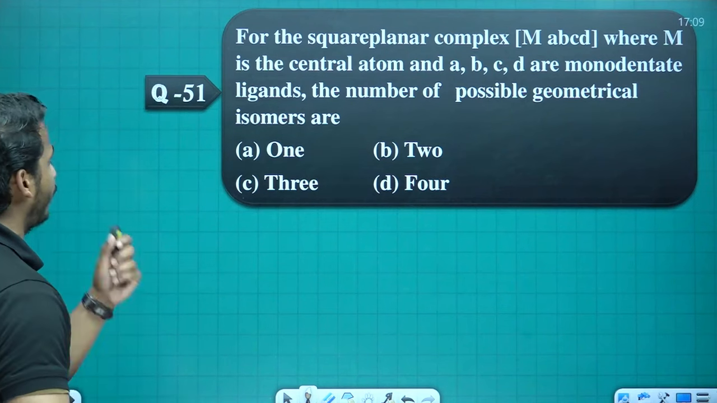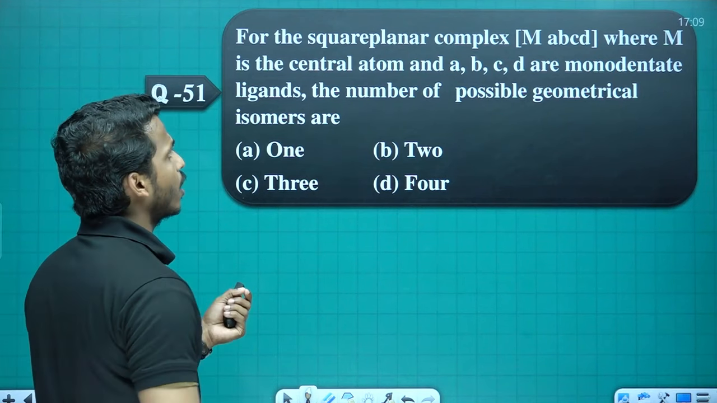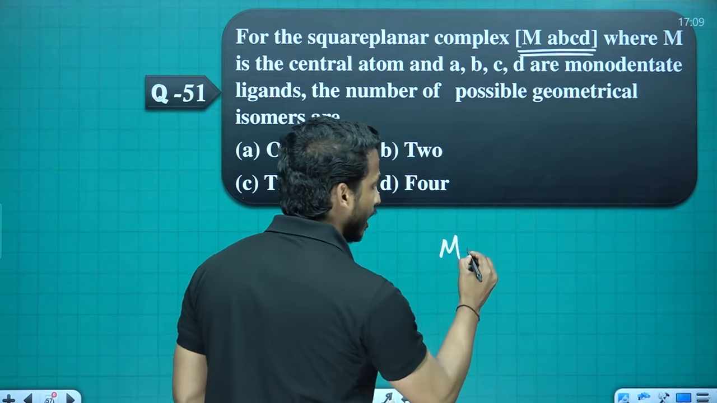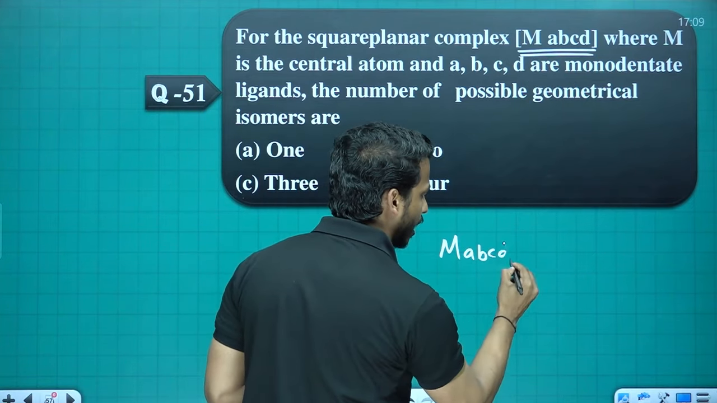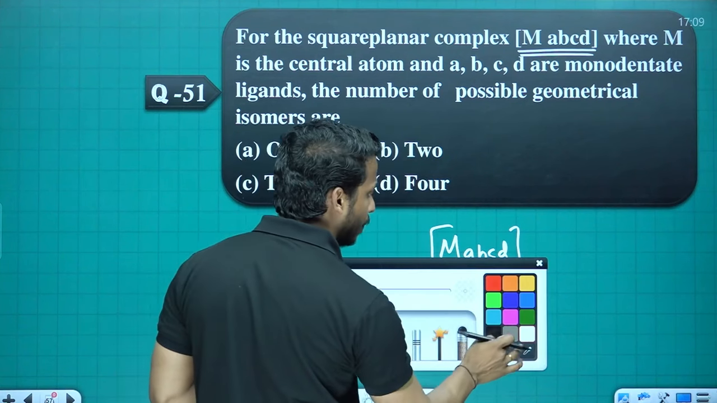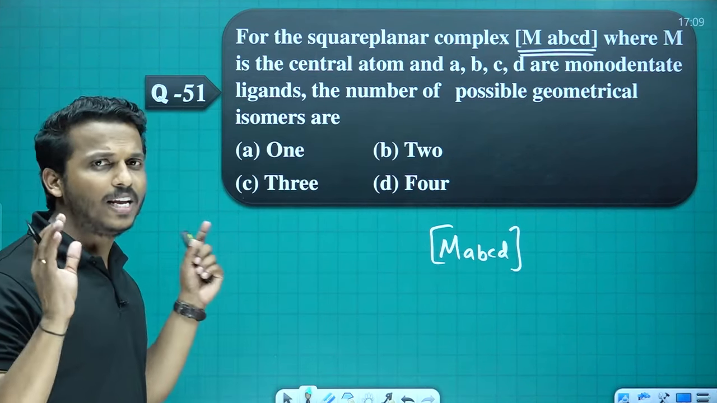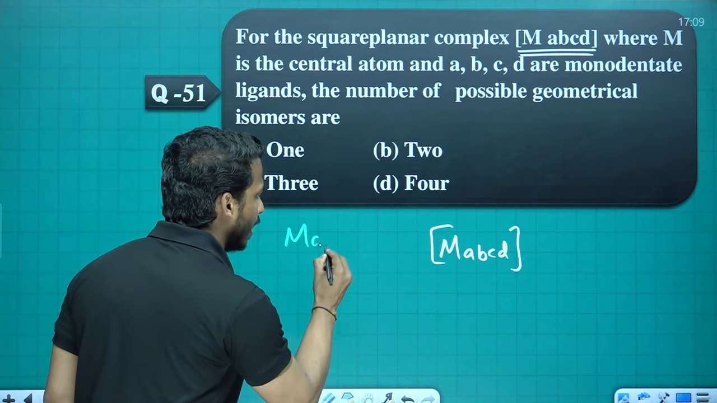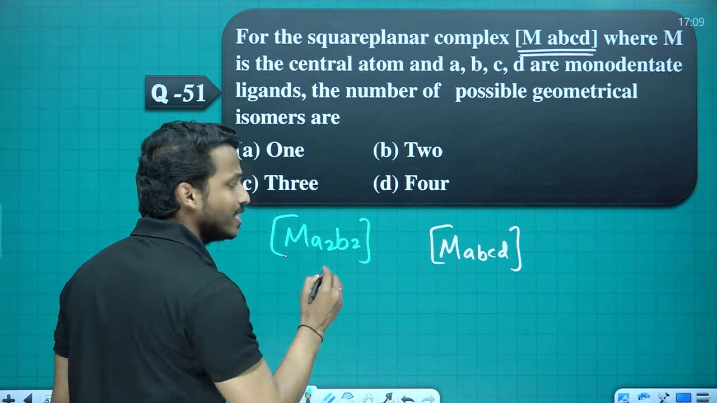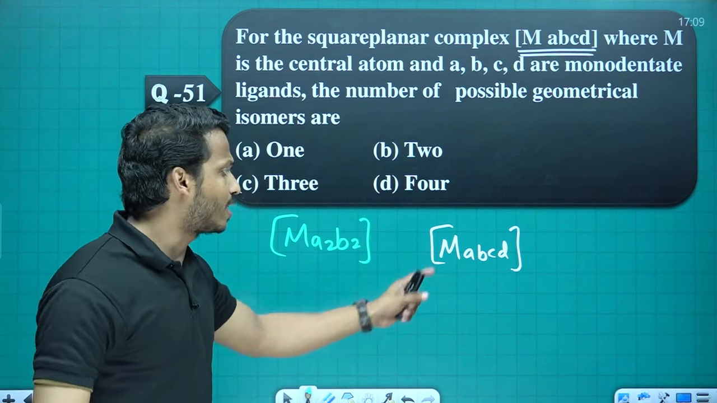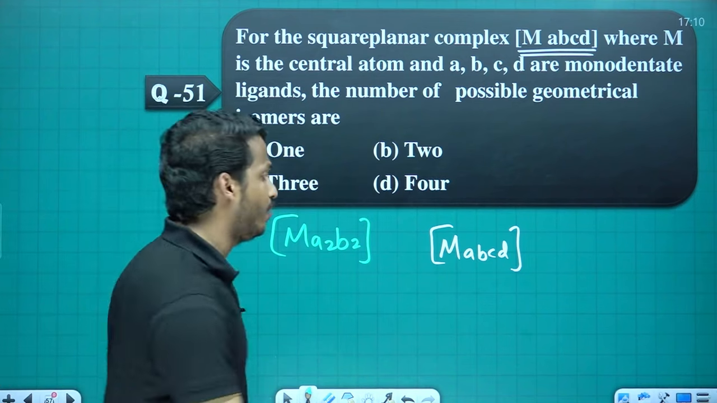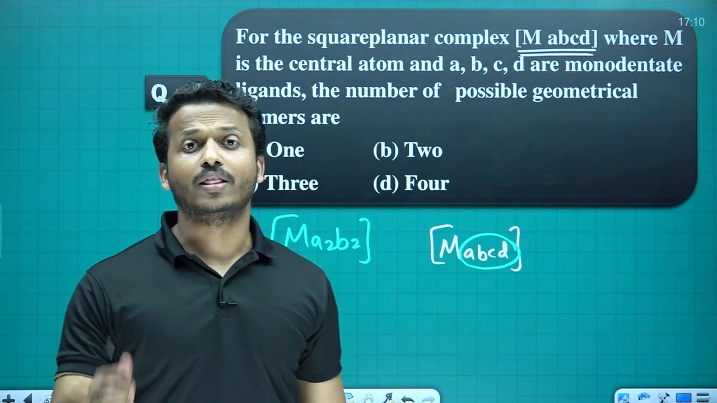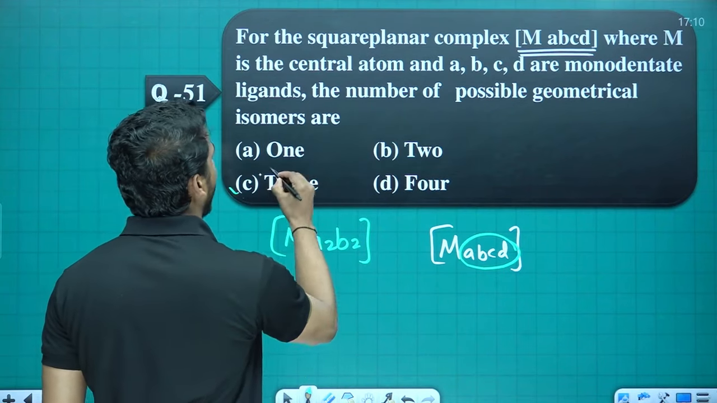Let's go for question number 51. For the square planar complex MABCD, what is meant by MABCD? M metal connected to 4 different ligands. The type MABCD, this point you please keep in mind all of you. In square planar, we already discussed, the type Ma2B2 shows cis-trans isomerism. But the type MABCD, if in a square planar complex all the 4 ligands are different, then it will show total 3 isomers.